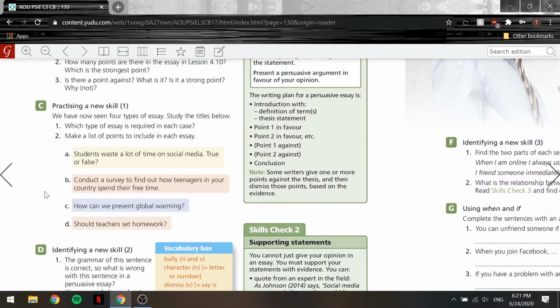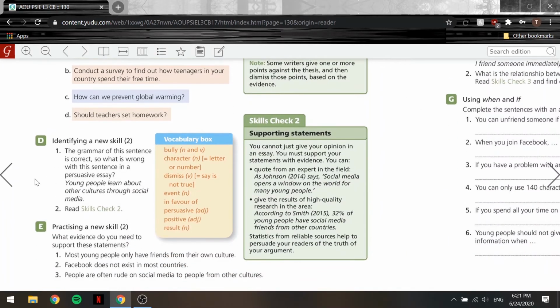And finally, should teachers set homework? This is giving an argument. Okay, you're going to argue in your favor. Right. Now let's move on to exercise D, identifying a new skill 2.